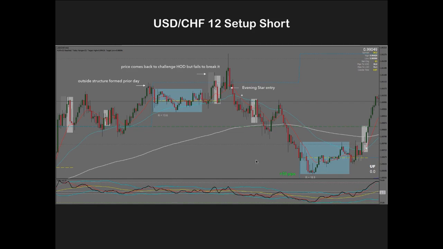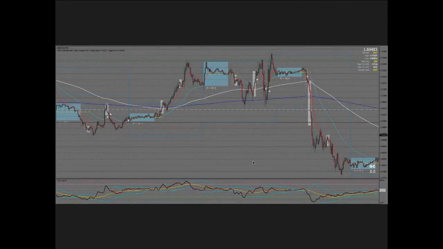All right, let's look at another setup. So this is GBP CAD, and we're going to be looking at another 1-2 setup short. I wanted to include this setup because this happened on all of the GBP pairs pretty much, all the crosses. Something similar like this happened.